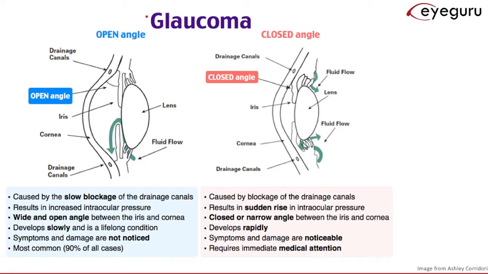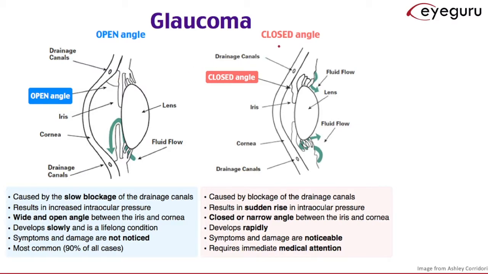So first, we should talk about what we mean by open angle. So the angle refers to the angle between the corneal endothelium and the superficial surface of the iris. This is also known as the iridocorneal angle. Open angle glaucoma is sometimes referred to as chronic glaucoma, as symptoms slowly develop over time.